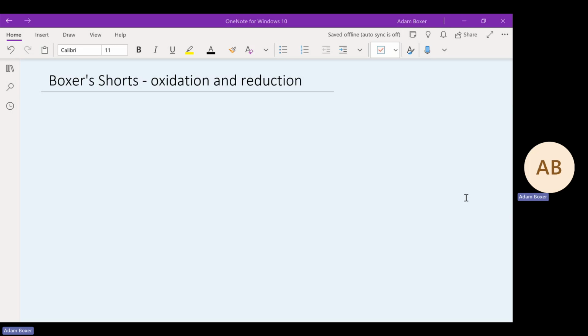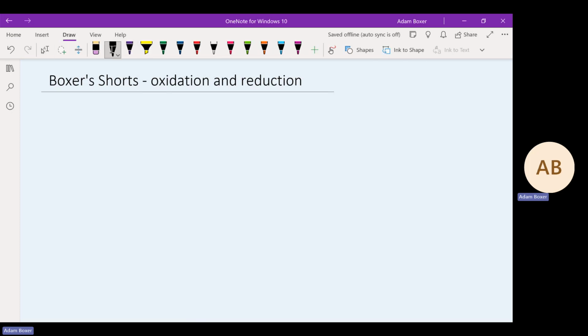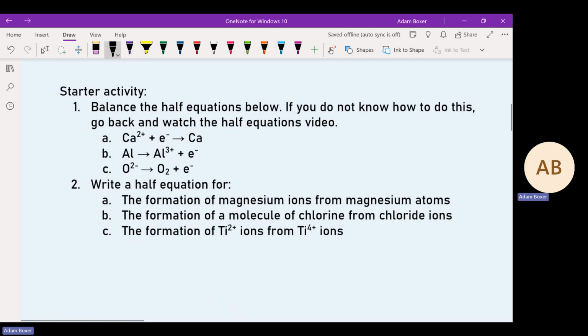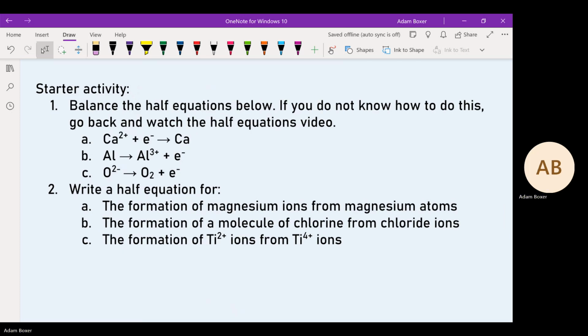Before we get started, a reminder that if you are watching this video from home, turn your phone off, close all your tabs, and get some pen and paper ready so that you can do some work. Also, if you have not yet done the video on half equations, make sure you view that one first, because this video will not make any sense unless your half equations are good. So with your pen and paper ready, get started on these questions for me. Please pause the video and get started.